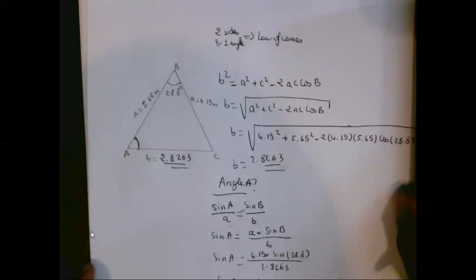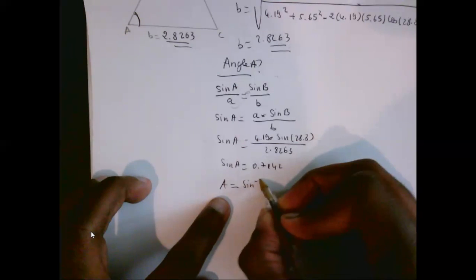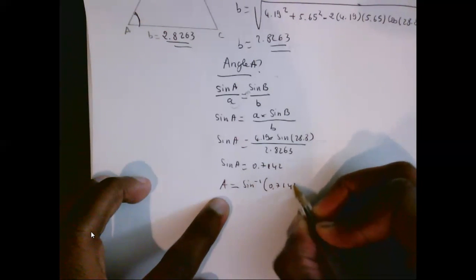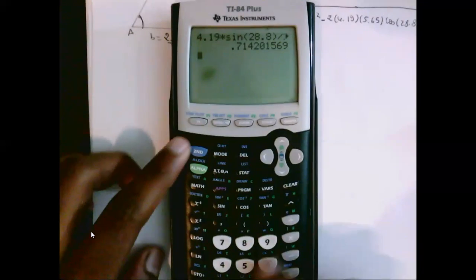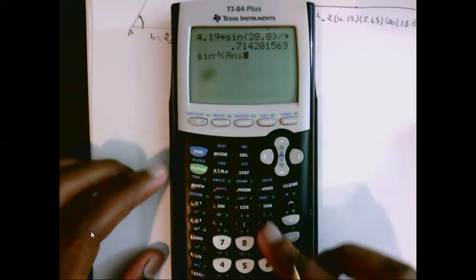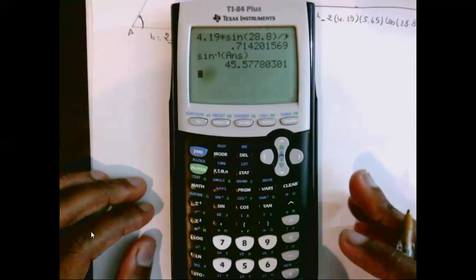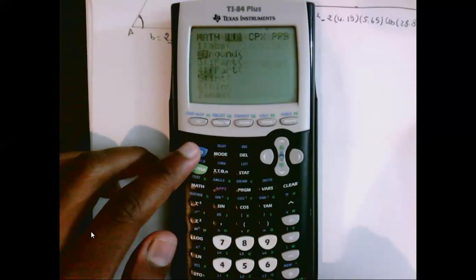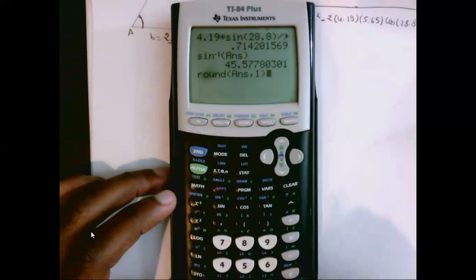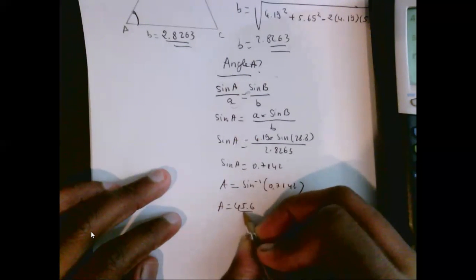Now we're looking for the angle A. So A will be equal to the sine inverse of that answer that I got. I take my calculator again, and sine inverse of my answer is equal to 45 point something degrees. Now they want me to round it to the nearest tenth, so I get 45.6. So that's the angle A.